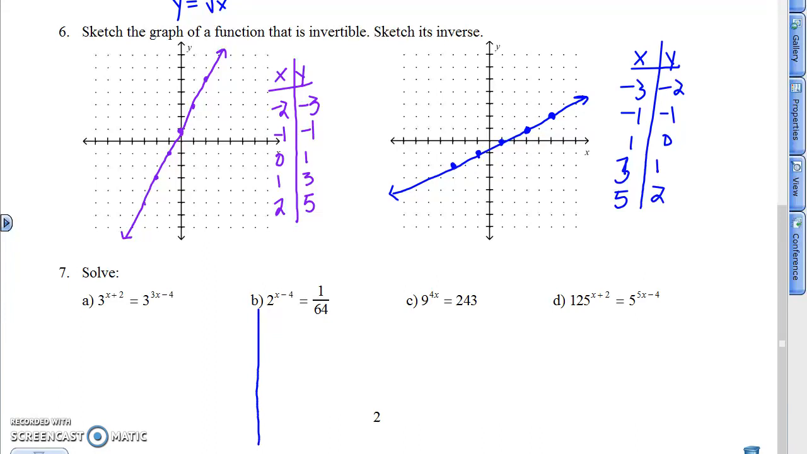Solving A. First thing I want to check is, do I have the same base? 3 and 3. Yes, I have the same base, so I can right away set my exponents equal. x plus 2 equals 3x minus 4, and then I'm going to solve.